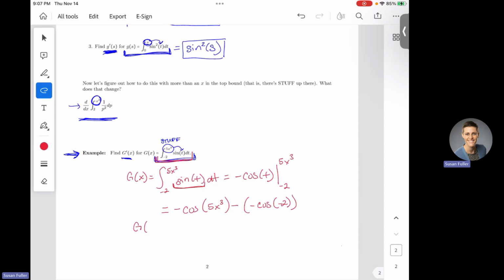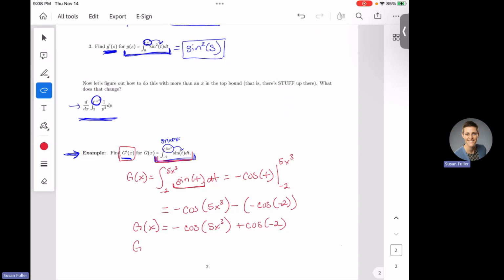And so my area function g of x is negative cosine of 5x to the third plus whatever the cosine of -2 is. That's just a number. I can put it into my calculator, but it's just a number. And notice I'm not done. I was supposed to find g prime.